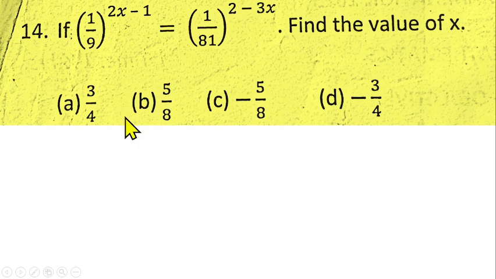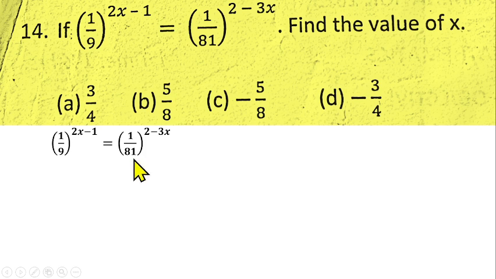Then question number 14, you have to solve this indicial equation. You have 1 over 9 raised to power 2x minus 1 equals 1 over 81 raised to power 2 minus 3x. You have to find the value of x. So the best thing to do is to make this base, which is 1 over 81, look like this base, which is 1 over 9.